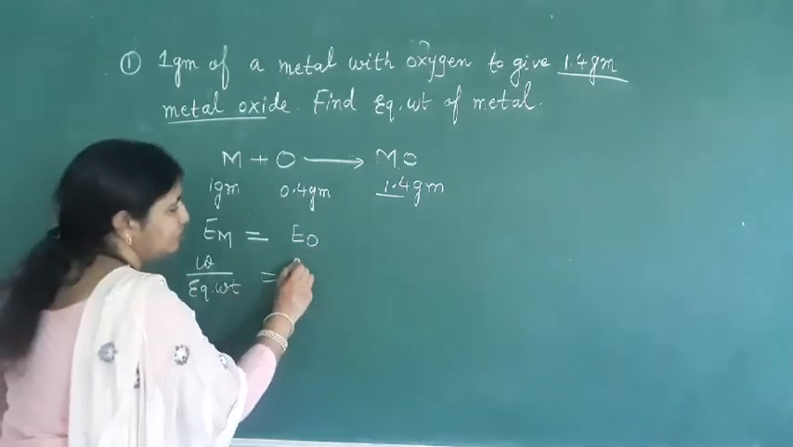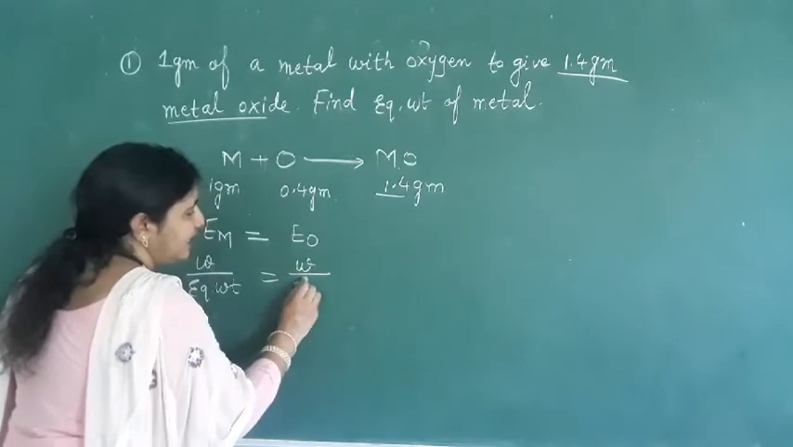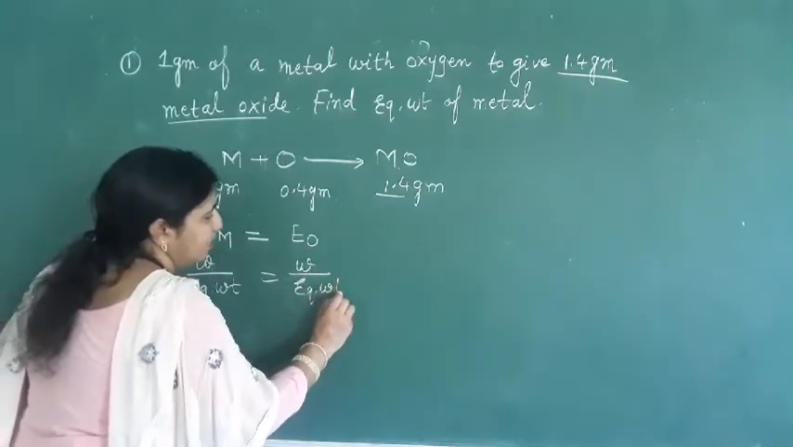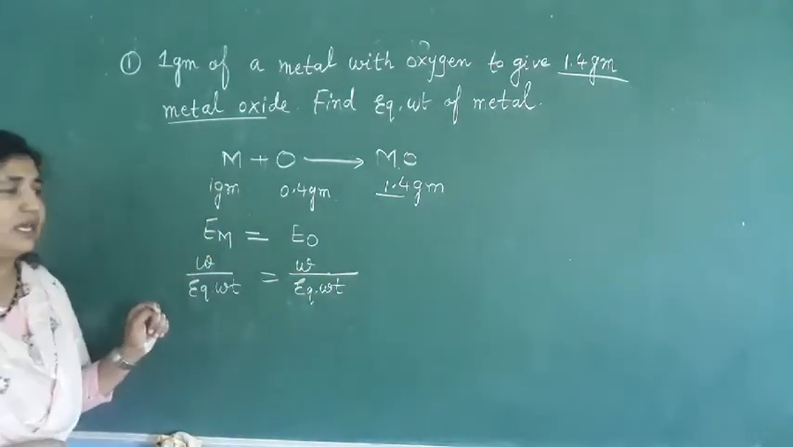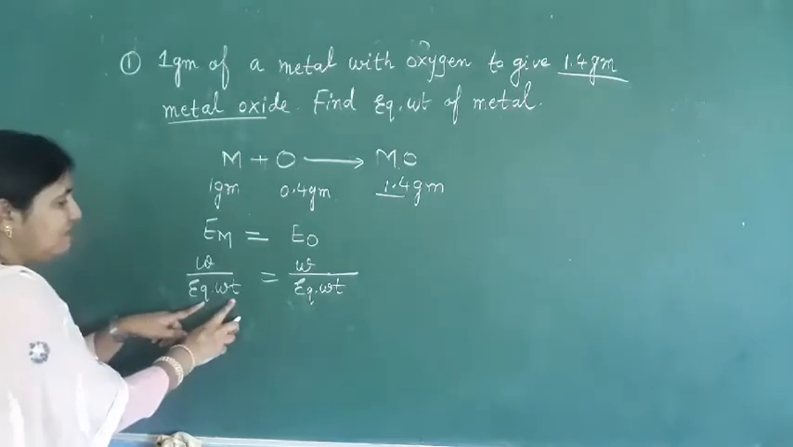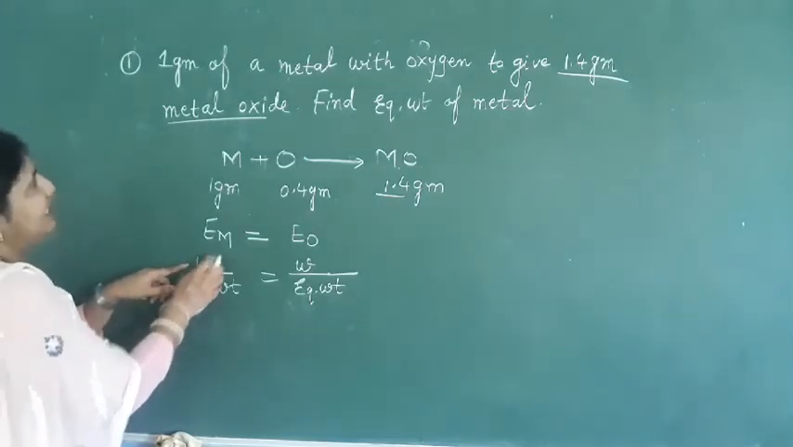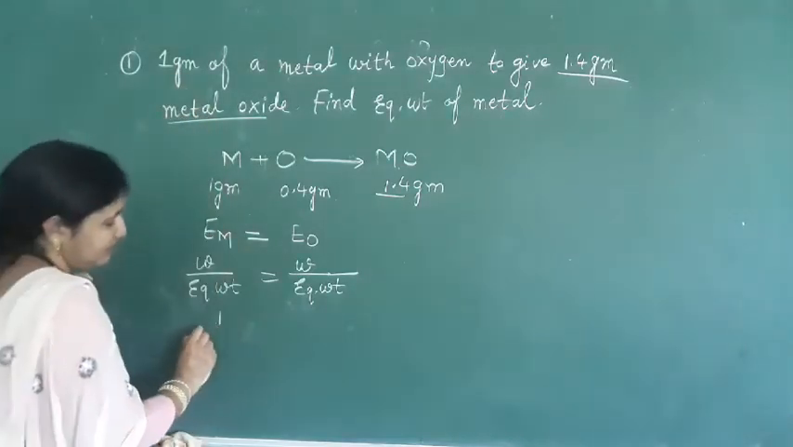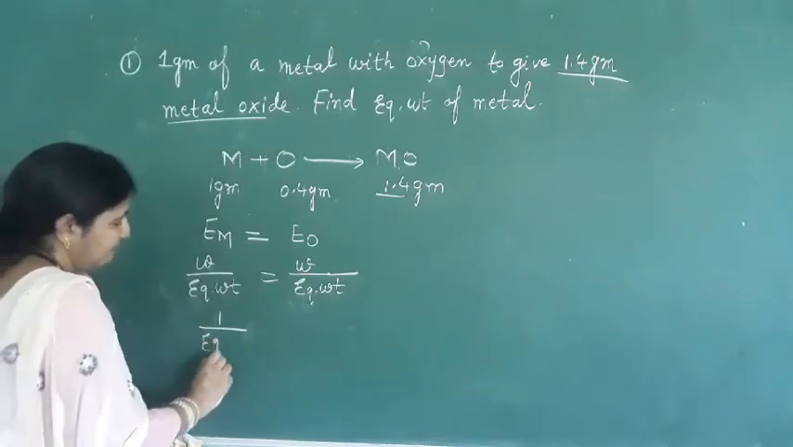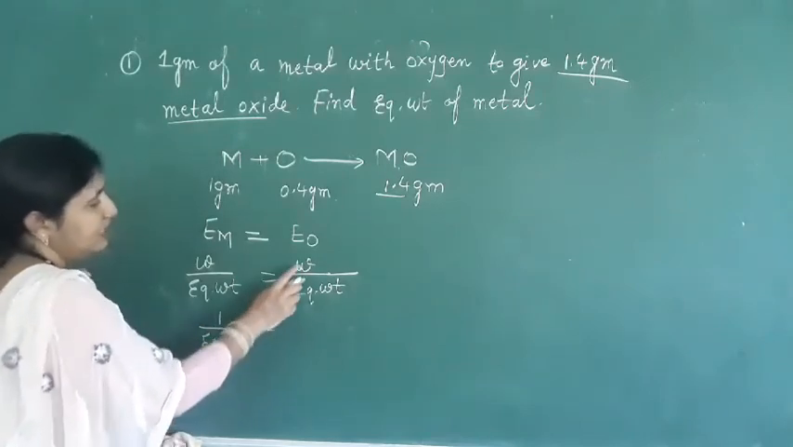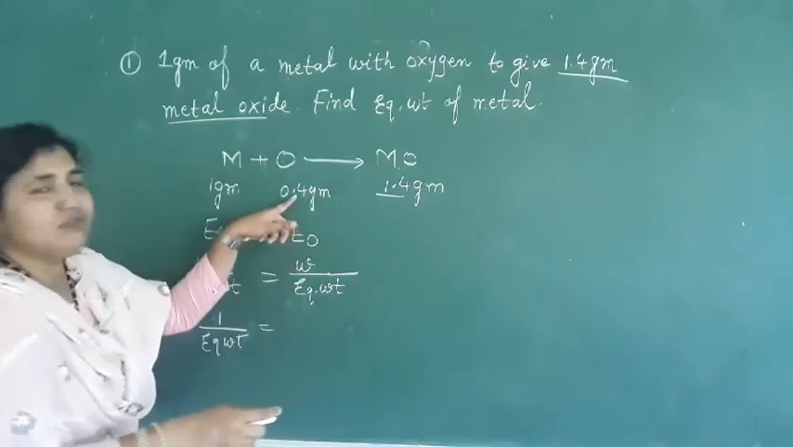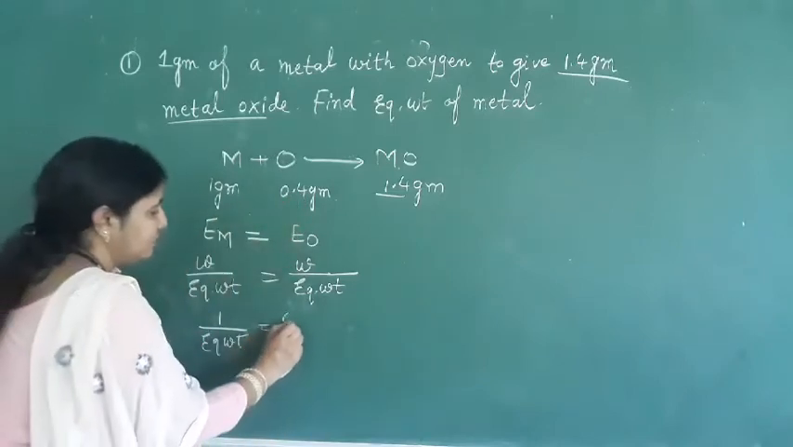Similarly for oxygen also, weight divided by equivalent weight. Okay, this is the formula here. Now we have to find out the equivalent weight. The weight of this metal is given, how much is it? 1 gram. So 1 divided by equivalent weight is equal to, now the weight of oxygen, how much do we have here? 0.4. So 0.4.